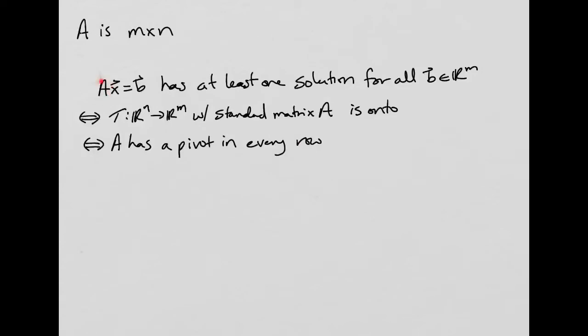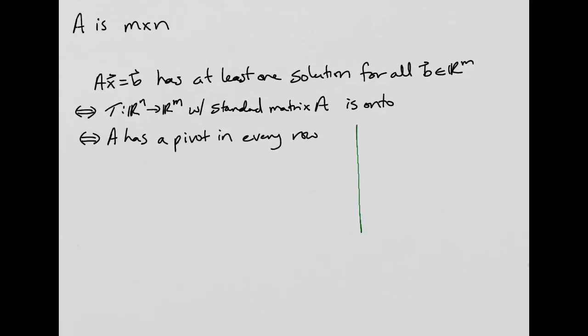So if you row reduce this matrix A and you see that you have a pivot in every single row, then you know automatically that this will always have a solution. You'll also know that the linear transformation is automatically onto. Now, why is that true? I do want to talk about why it's true.